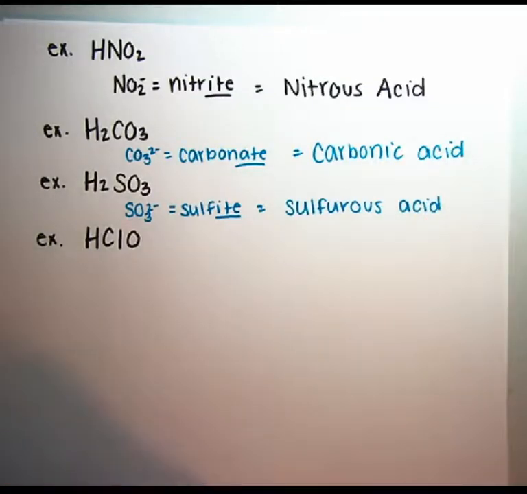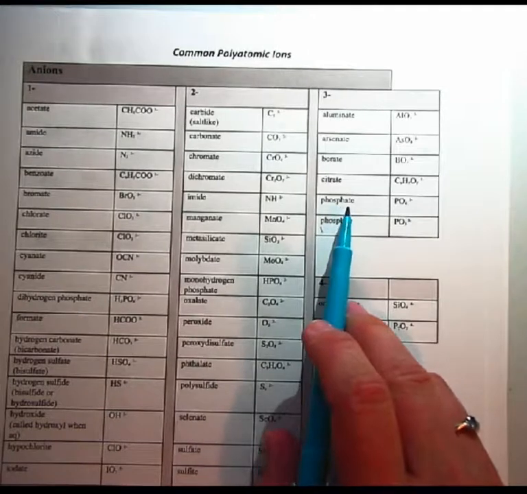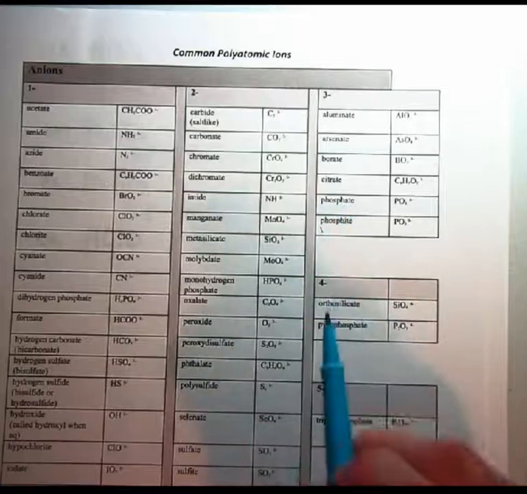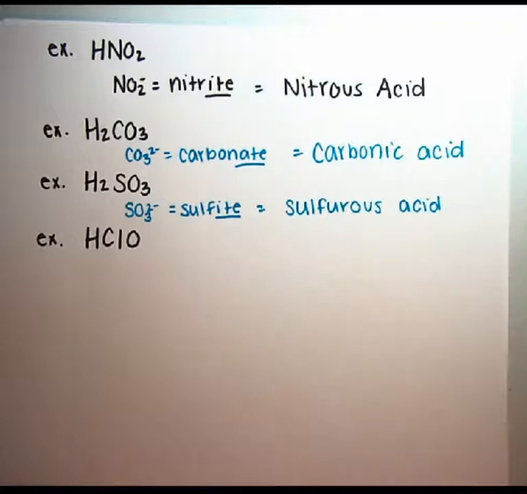It would be the same thing for sulfate. Sulfate would become sulfuric acid. So for the acids involving sulfur, add the UR back in. It's going to be the same thing for phosphorus. We're going to add some letters back in. If it was phosphate, it would become phosphoric. We would add the OR back in. Phosphite would be phosphorus acid. So sometimes we do have to add some letters back in.